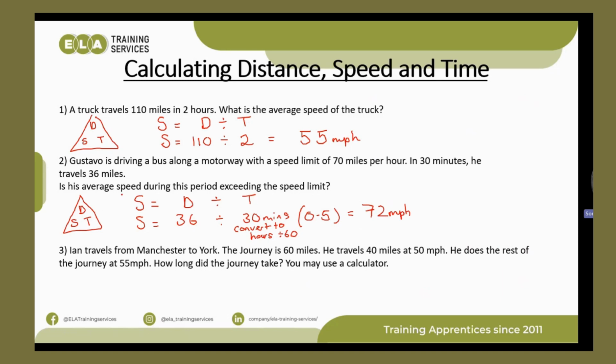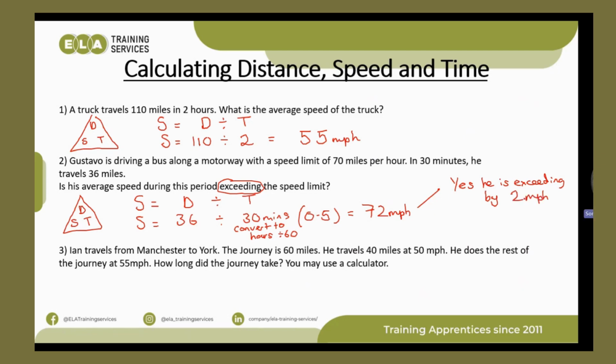So is his average speed exceeding, so that's going more than the speed limit? Yes, it is, and he's going above it by 2 miles per hour. So yes, he is exceeding by 2 miles per hour.